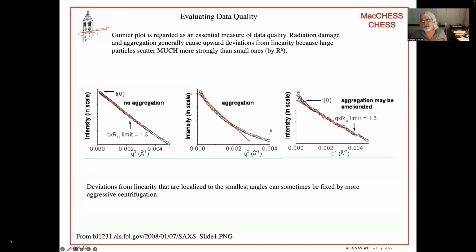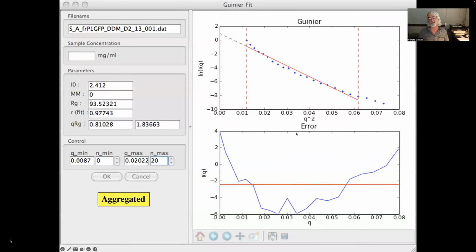On the right, I have an example of something that you might see quite often, which is if you forgot to centrifuge your sample, you have some dust or bubbles or really large aggregates or precipitate, right? It looks like a straight line, and then you have this little upturn, right? So you might actually be able to fix that. I'll show you an example, right?